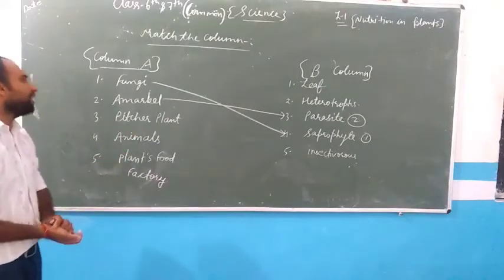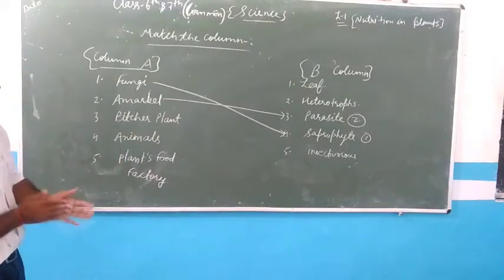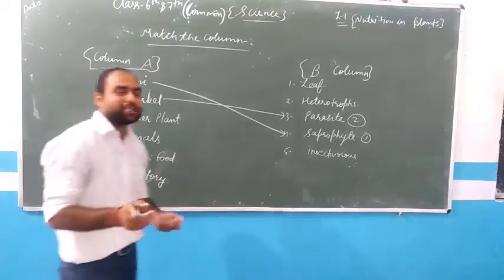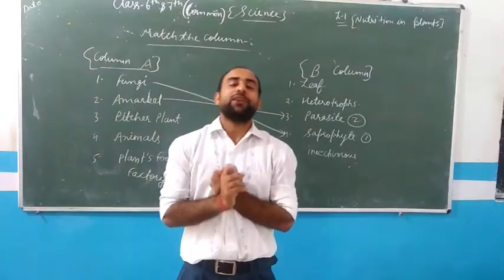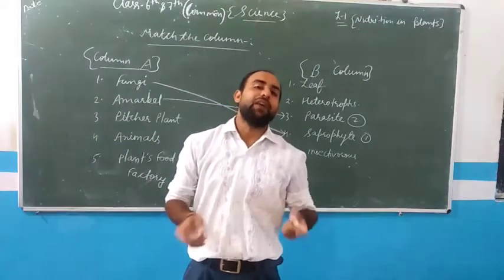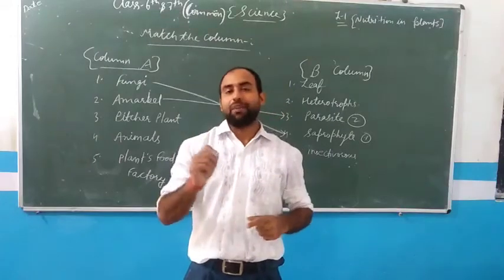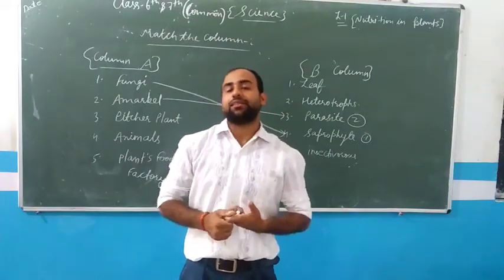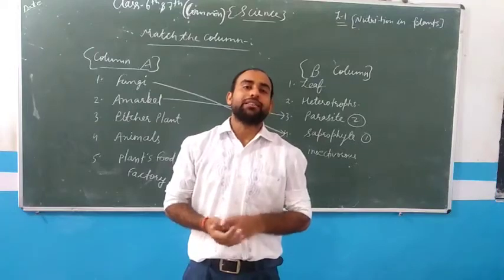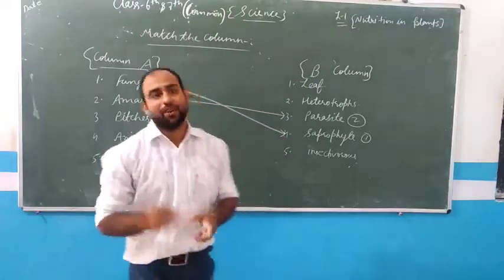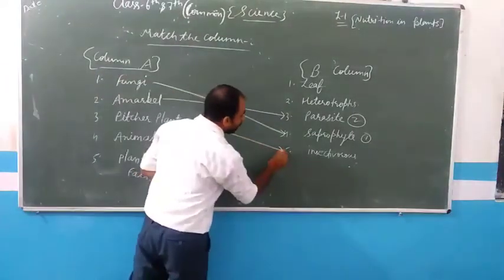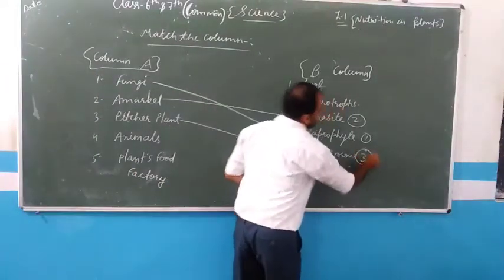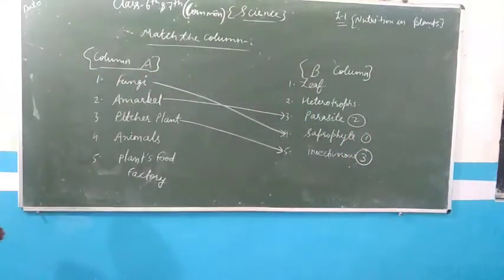The third one is the pitcher plant. I have already explained it when I was teaching you about insectivorous plants. I taught you the types: the first was Venus flytrap, the second was bladderwort, the third was pitcher plant. Have you remembered or not? So the pitcher plant is insectivorous in nature, and we can match it with insectivorous plant.